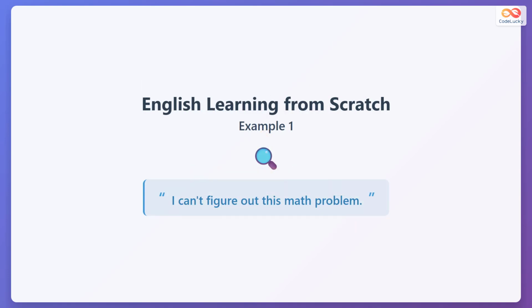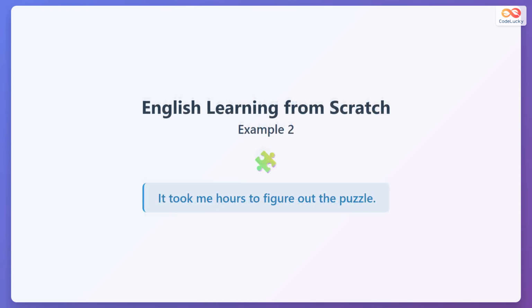I cannot figure out this math problem. This shows figure out used for solving a difficult academic problem that requires logical thinking and working through steps to find the correct answer. It took me hours to figure out the puzzle. Here, figure out describes spending time thinking and trying different approaches until successfully solving a challenging puzzle through persistence and analysis.